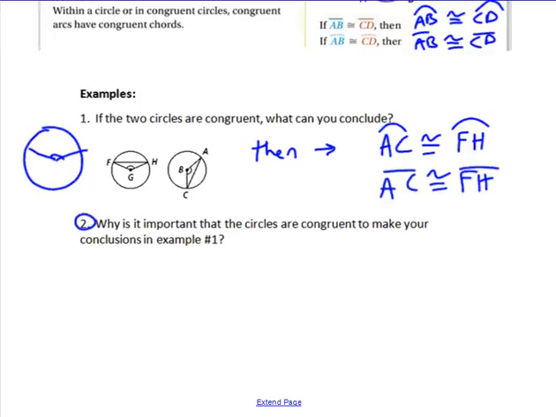You just look at the theorems. The theorems say it has to be congruent circles, but just as an example, a bigger circle would have bigger arcs. You can still have the same angle, but the arc is just going to be naturally bigger. All right? So they have to be the same circle or congruent circles.